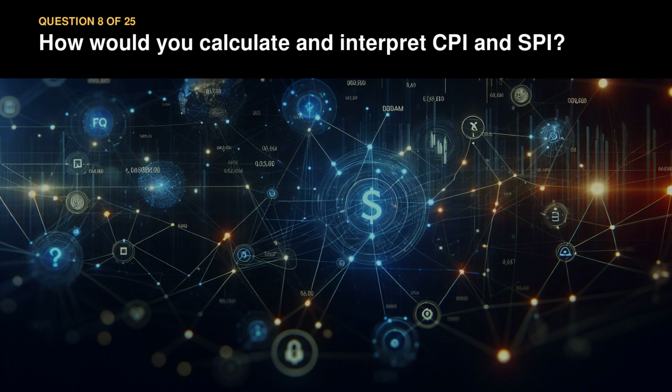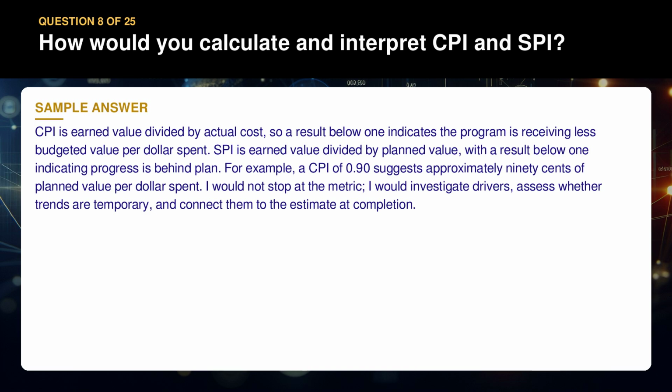Question 8. How would you calculate and interpret CPI and SPI? CPI is earned value divided by actual cost, so a result below 1 indicates the program is receiving less budgeted value per dollar spent. SPI is earned value divided by planned value, with a result below 1 indicating progress is behind plan. For example, a CPI of 0.90 suggests approximately 90 cents of planned value per dollar spent.